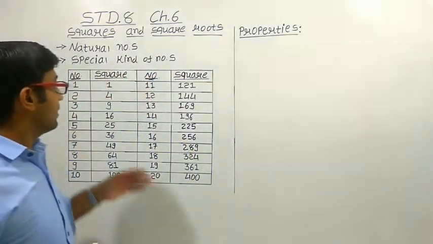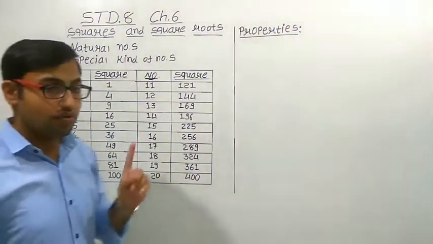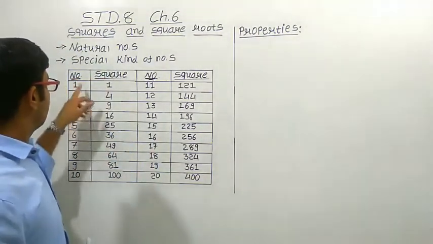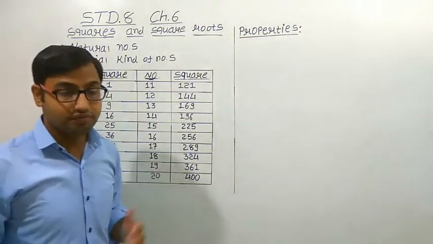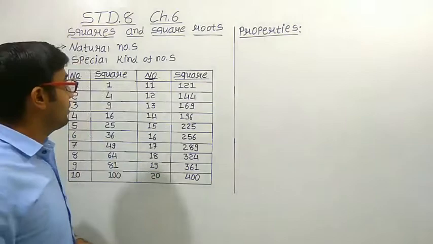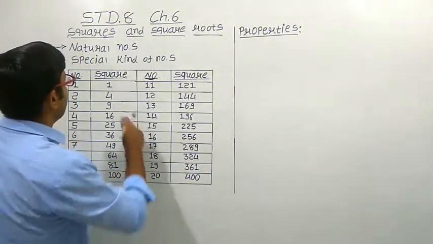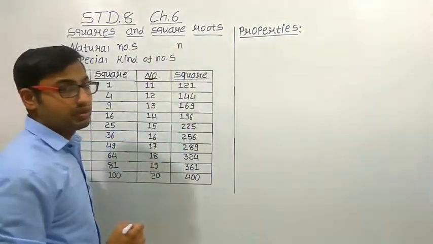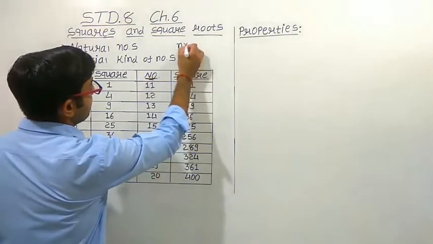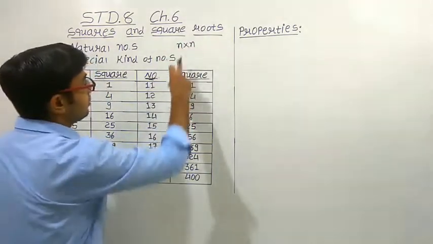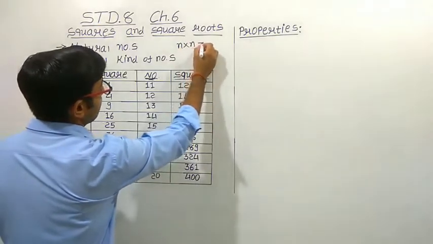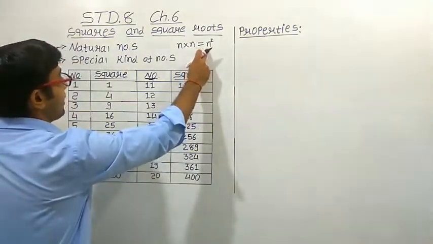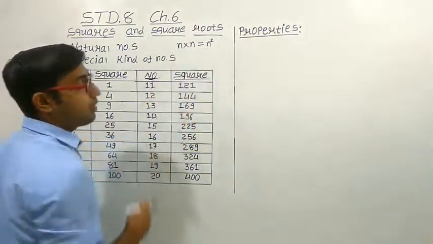Let's suppose we take one number, the first number, that is 1. The first natural number is 1. And its square is what? It is 1. So how can we find the square of any number? Let's suppose a natural number n. Then if we multiply the same number, whatever we get here, it is called the square of the number n.